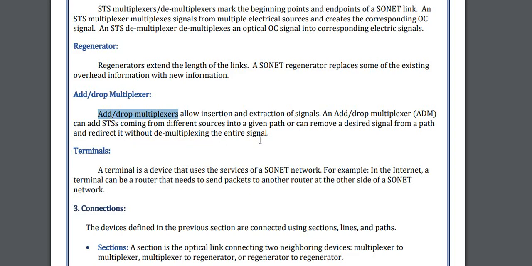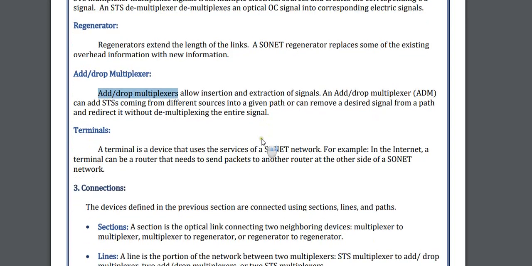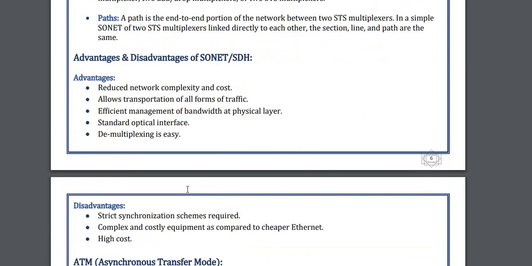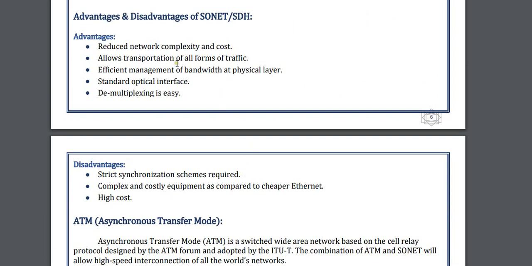That means if the signal is low, then the add drop multiplexer can boost the signal, and if the signal is up, then it can balance the signal. So the add drop multiplexer basically works like a transistor. Terminals are the last equipment, and the connectors here are sections, lines, and paths, which we have already discussed. The advantages and disadvantages of SONET are given here. You can take a snap of this.